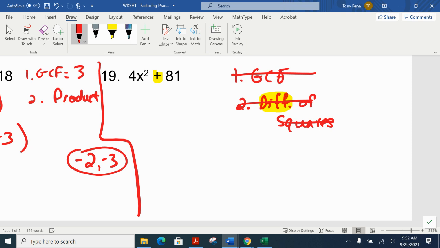Since neither one of these is good, what do we write here? What? Prime. That's when you write prime, when you couldn't do any of the options that we have listed at the top of the paper. Okay?